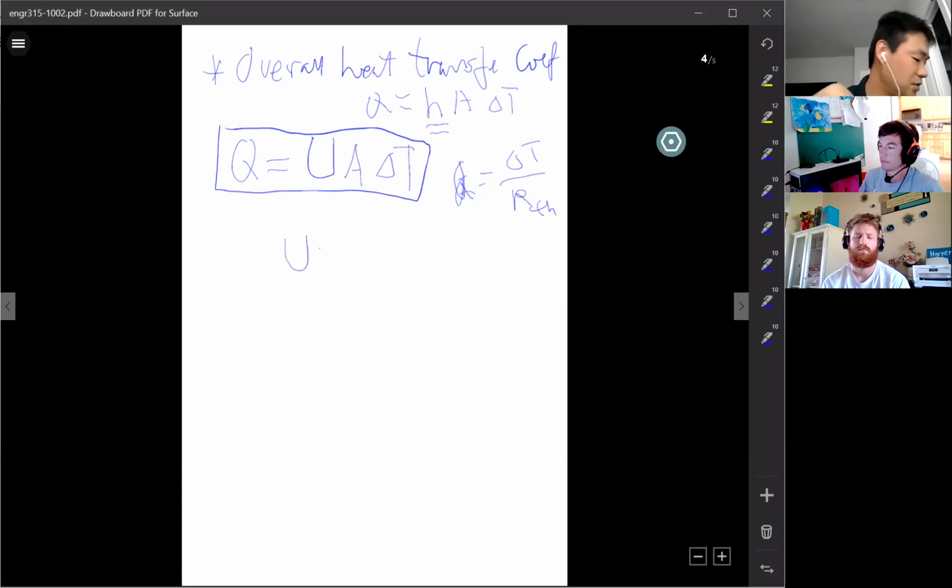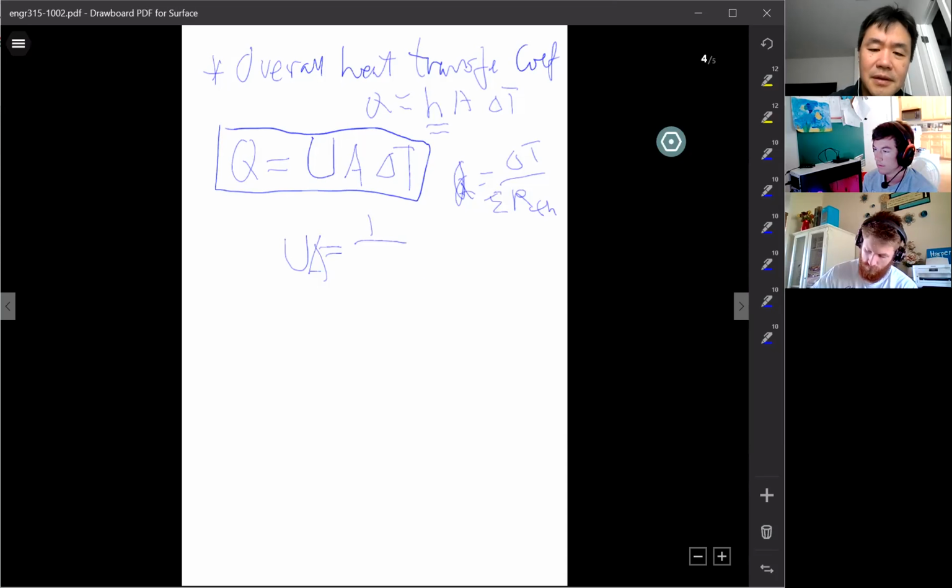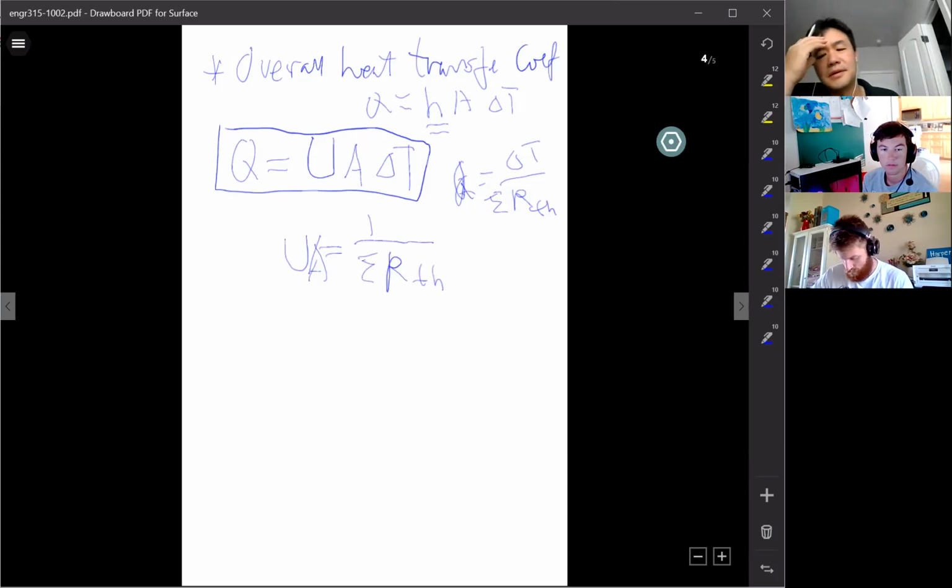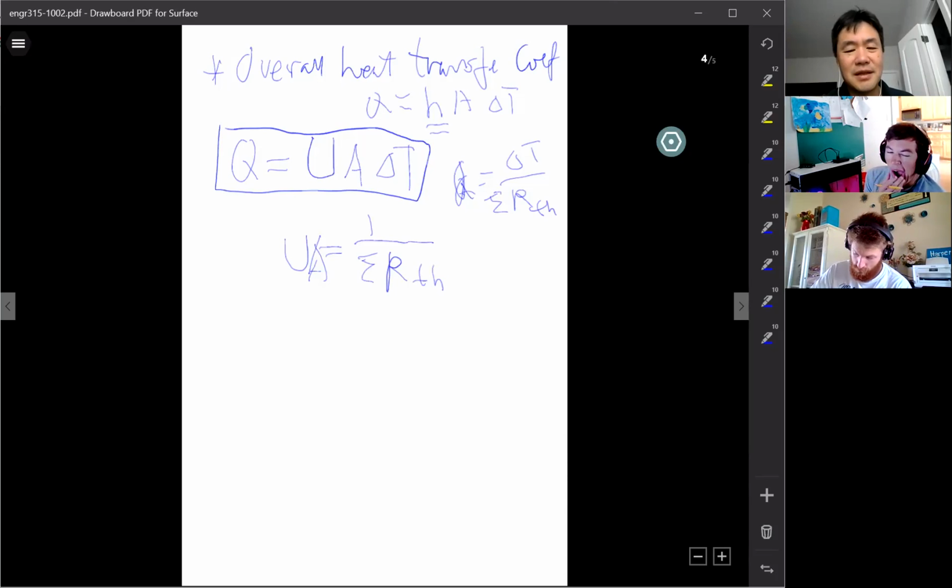U times A actually is just equal to 1 over, let's say put the summation here. Usually there's more than 1. So if you divide both sides of the equation by area, U equals what? 1 over the R times area. Basically, you try to get rid of all the areas.